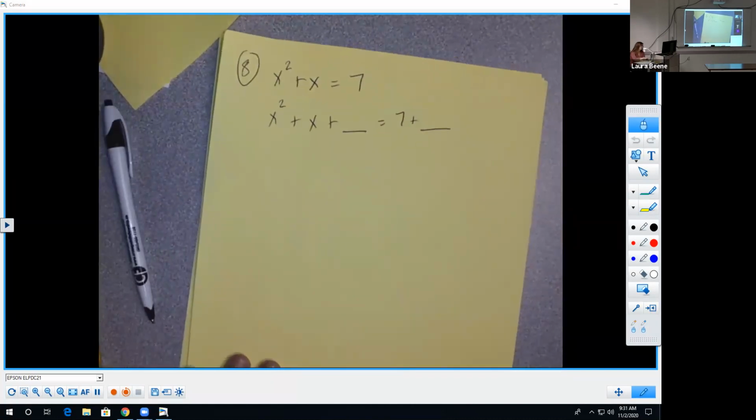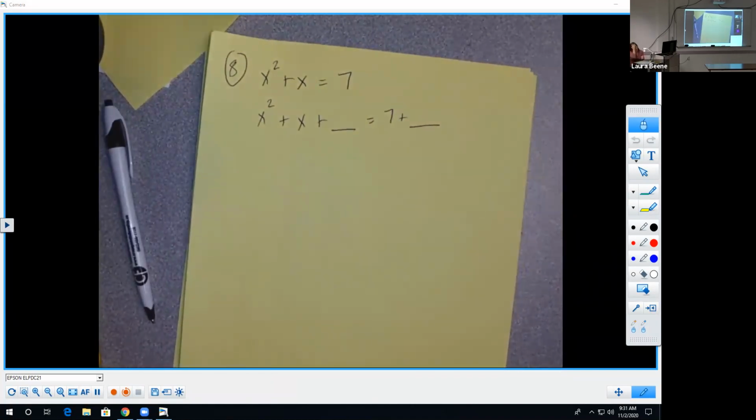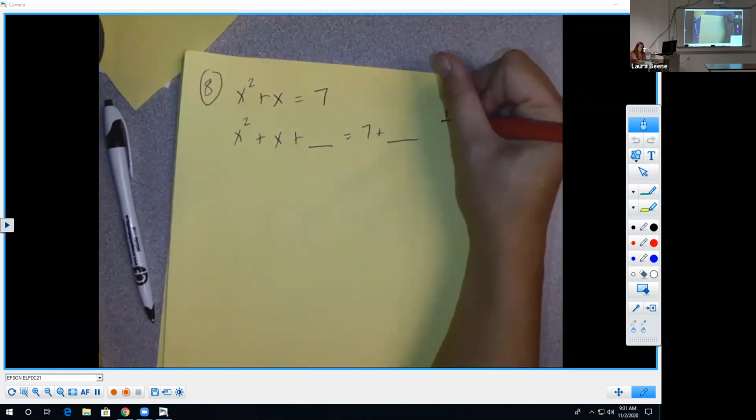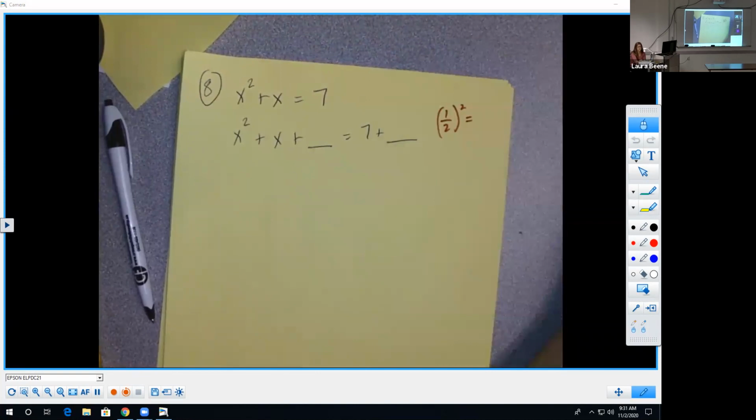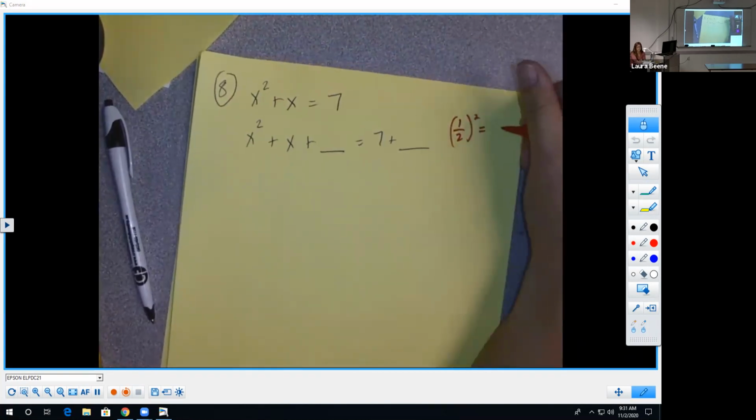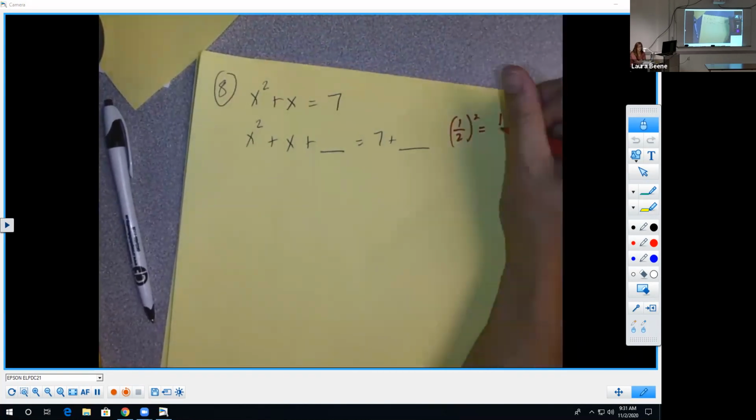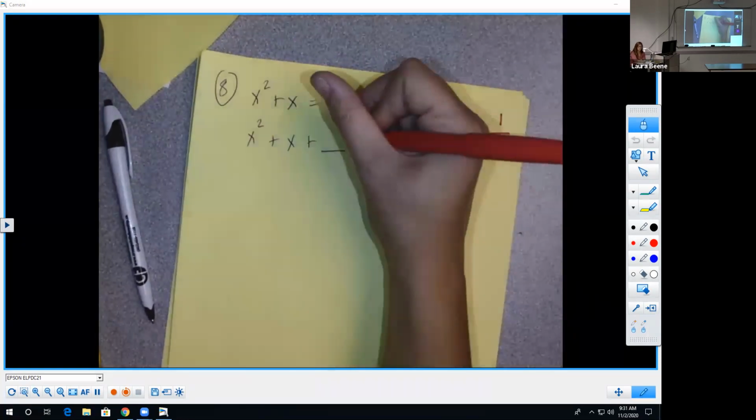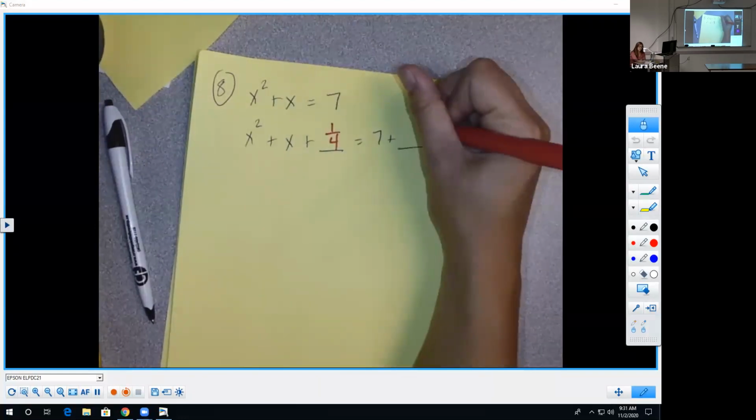Okay, the number going in the blank, b divided by 2 squared. What's your b value here? 1. So 1 divided by 2 squared. Square the top, square the bottom. 1 squared is 1. 2 squared is 4. So 1/4 is the number that goes in each of the blanks.